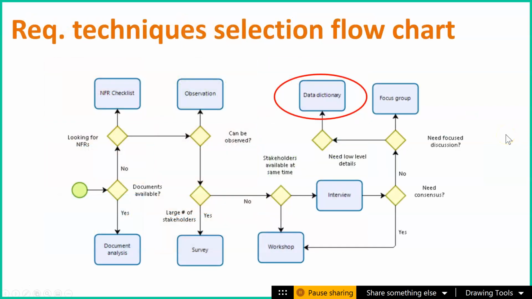Okay, so this is just a quick little flow about what kind of techniques I should do. Do I have any documents available? Yes. Okay, I'm going to do document analysis. Even if, okay, this is not perfect. If I said yes, I would still go and ask, am I looking for NFRs, and do a checklist. And I've got a lot of diamonds that don't even have any, can be observed. I'm assuming this is a yes with observation. Okay, I've got to make a note. This needs to be tweaked.